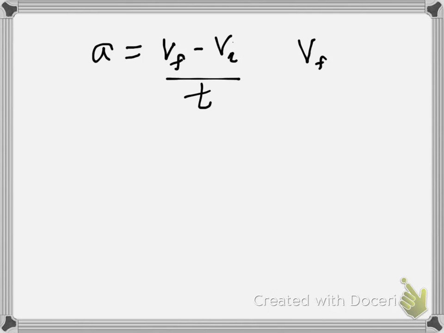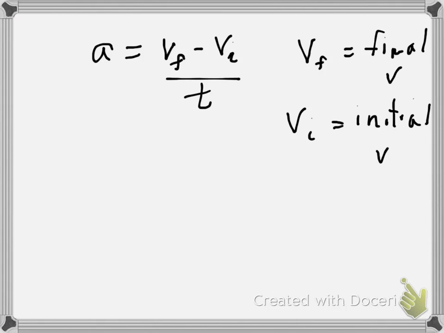where V sub F, that F means final velocity, and the V sub I means initial velocity. So the important thing to know here, whenever you're solving one of these problems, is what was the velocity that it started off as, and what is the velocity that it finished at. And as always with these types of problems, just figuring out that is the most important part of the whole thing.